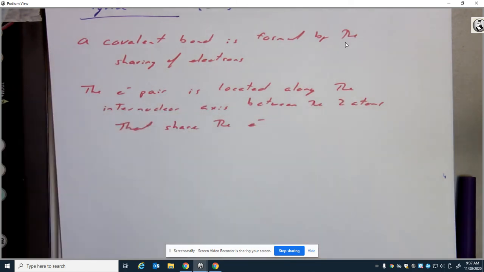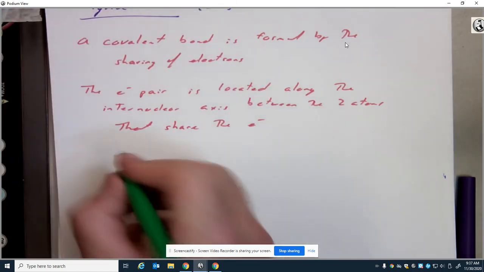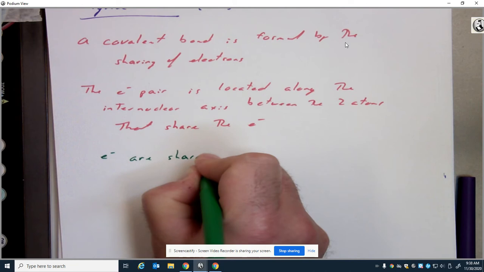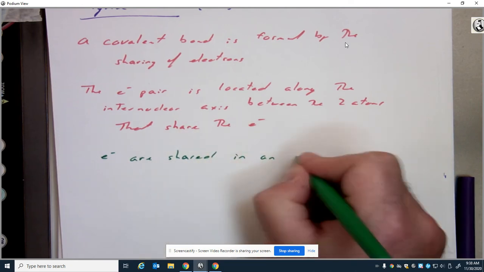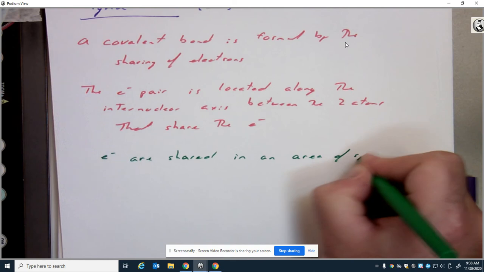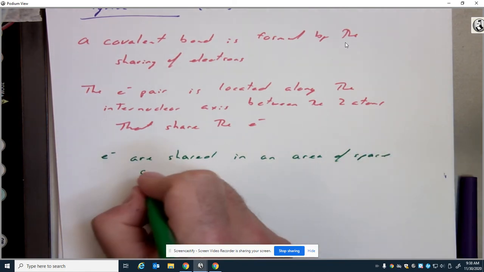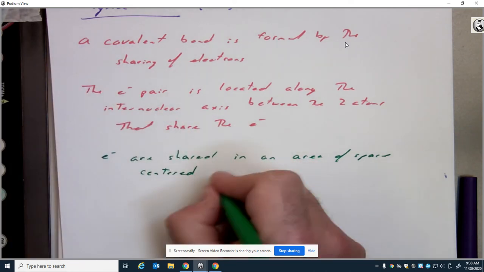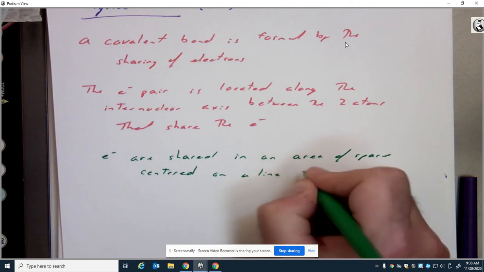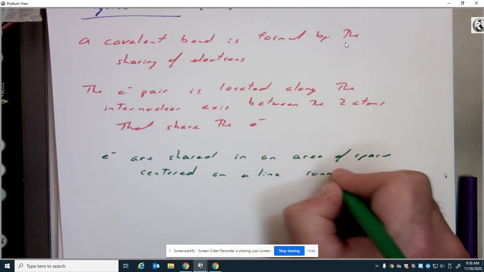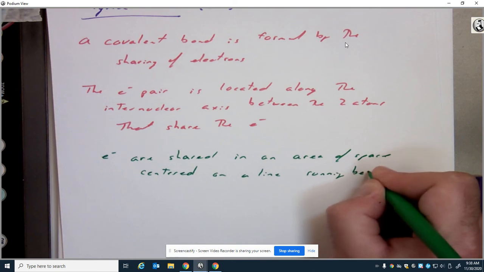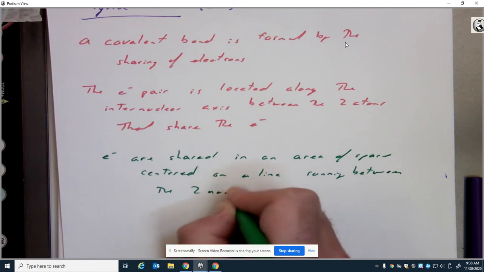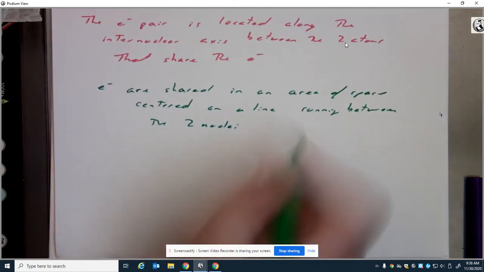Okay, let's see if we can define this a little bit better. In a sigma bond, electrons are shared in an area of space centered on a line running between the two nuclei. And I want to draw some pictures.